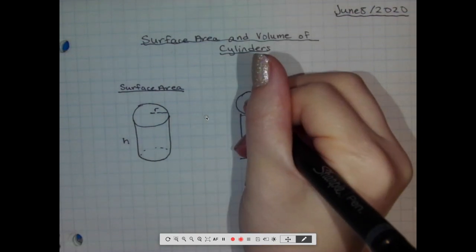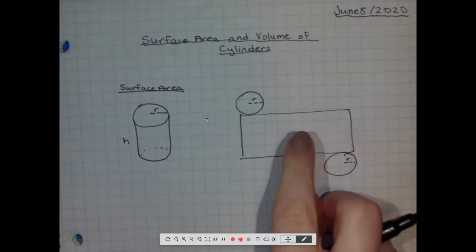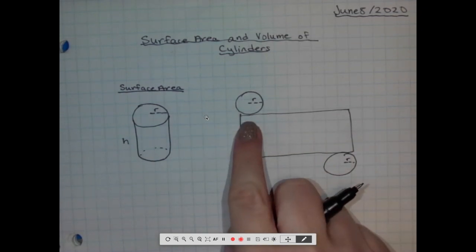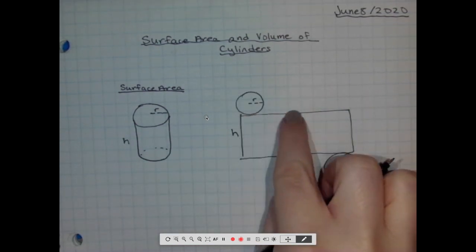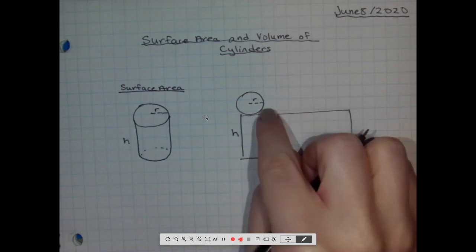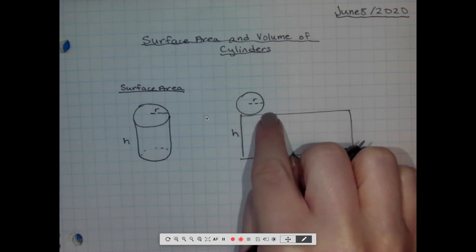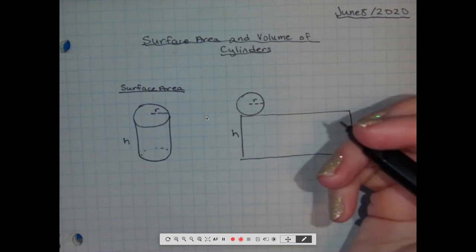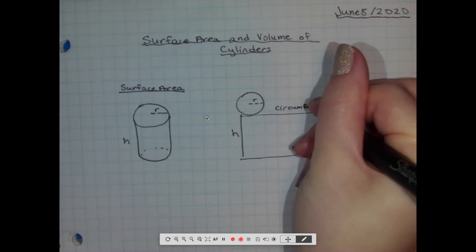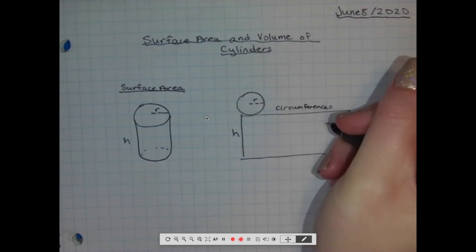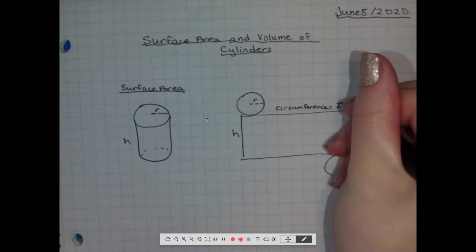So of these circles, they still have the radius. And what you'll see is that this is the height, corresponding here. This dimension here is the height. And this length is actually the circumference of this circle. So it ends up kind of wrapping around, and this is our circumference. And you may not remember, but the circumference of a circle is 2 pi r.